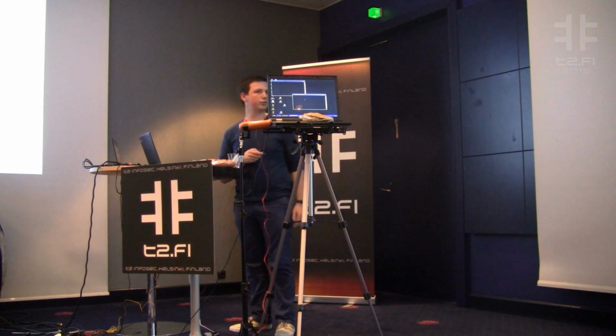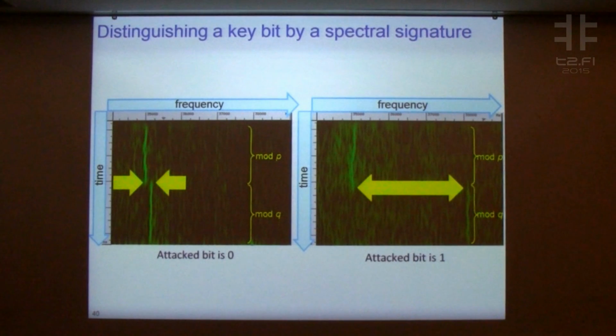So let me demonstrate this channel for you, and hopefully you will write down the key if you missed it last time. What we're going to see is once again a spectrogram, and as you all know now, the leakage of RSA decryption looks like this. It has this first part which corresponds to modulo P, and the second part corresponds to modulo Q. But this time we're going to be interested in the distance between these lines. If the attacked bit is 0, then the distance is going to be small, while if the attacked bit is 1, the distance is going to be big.